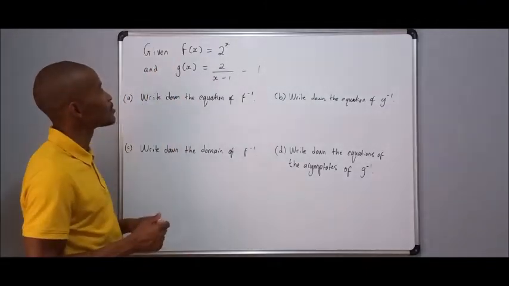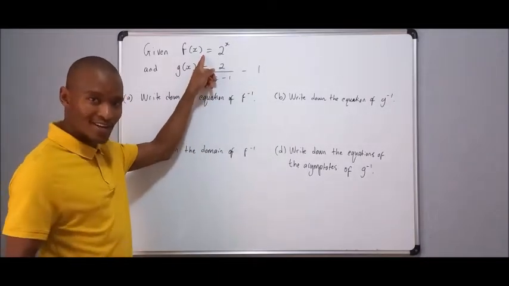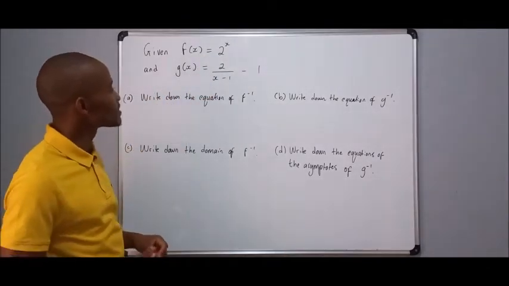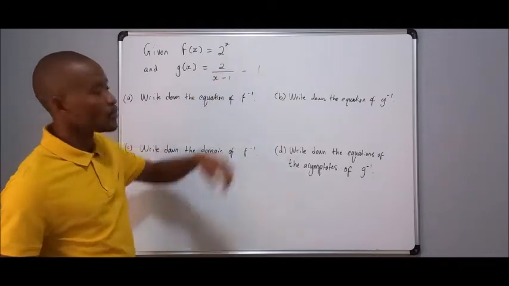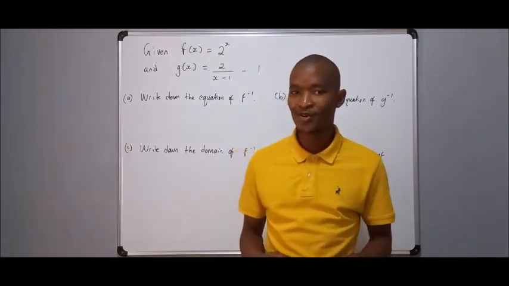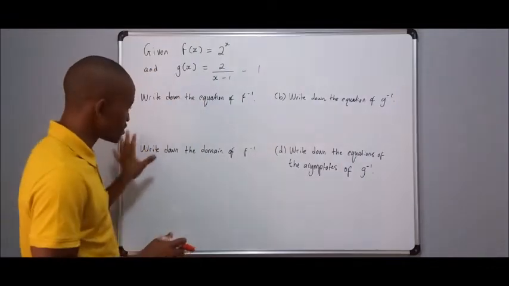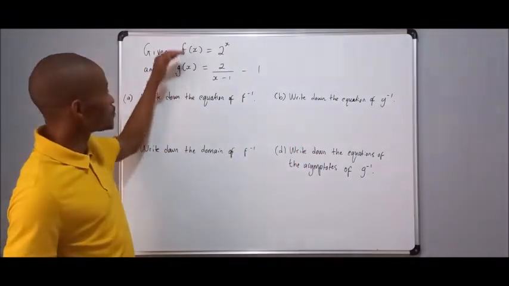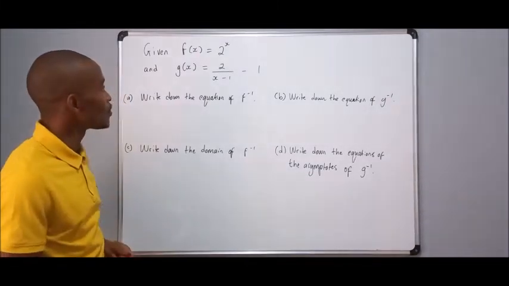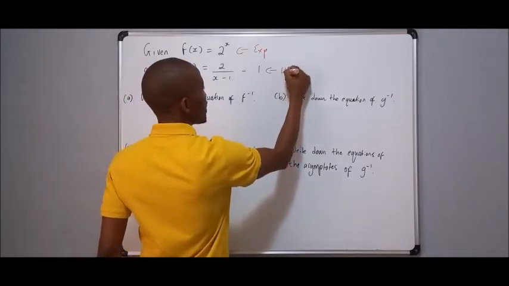Given f of x is equal to 2 to the power of x, what type of function is this? I hear an exponential function, that is good. And g of x is equal to 2 over x minus 1. What type of function is g? I hear a rational function, or some of you may say a hyperbola. Excellent. So we have 4 questions based on these 2 functions. This is an exponential function, and this is a hyperbola.